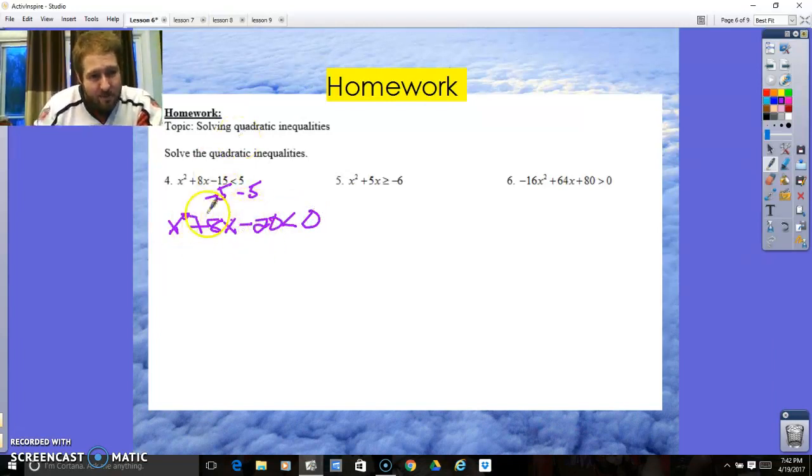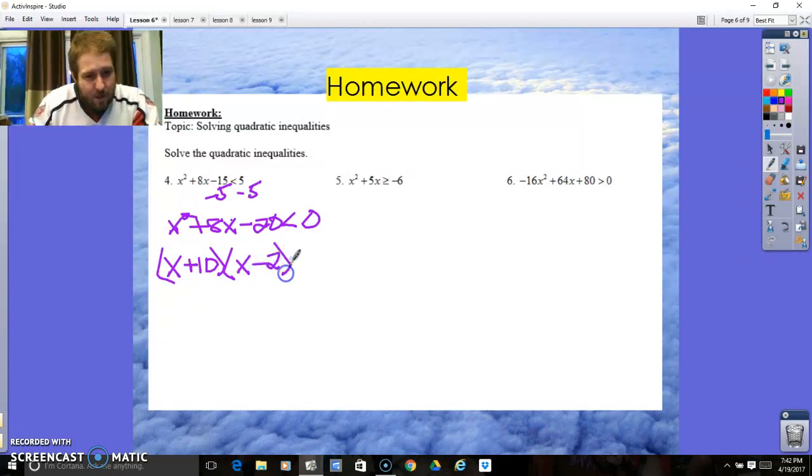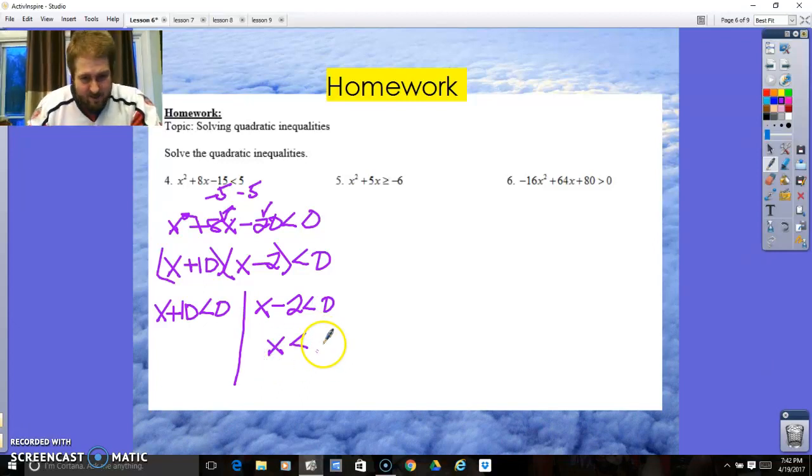What two numbers give me negative 20 but also add up to 10? And that would be positive 10 and negative 2. Remember, negative 2 times 10, check. Negative 2 plus 10, check. That works. All right, so now all I have to do is set each one equal to 0. Not equal to, but less than 0. So you're doing everything exactly the same as an equation. And this one's going to be x minus 2 is less than 0. So this one has an answer that is x must be less than positive 2. And this one means x must be less than negative 10.